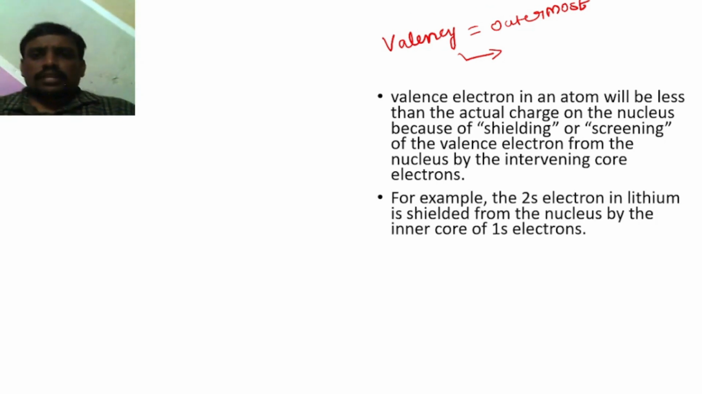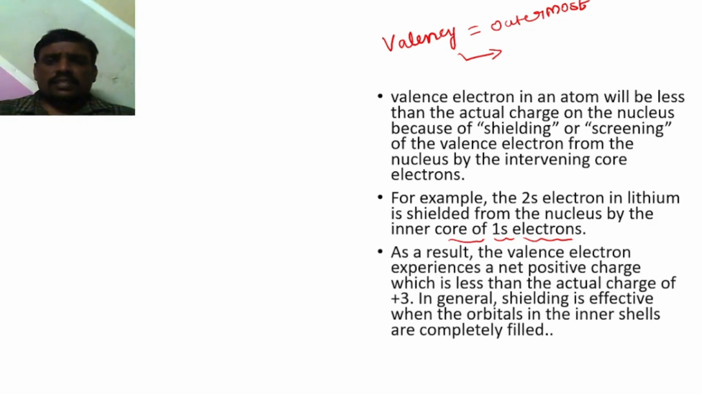Now, for example, the 2s electron in lithium is shielded from the nucleus by the inner core of 1s electrons. What will happen as a result? The valence electron experiences a net positive charge which is less than the actual charge of +3. So in general we can say that shielding is an effective process when the orbitals in the inner shells are completely filled.